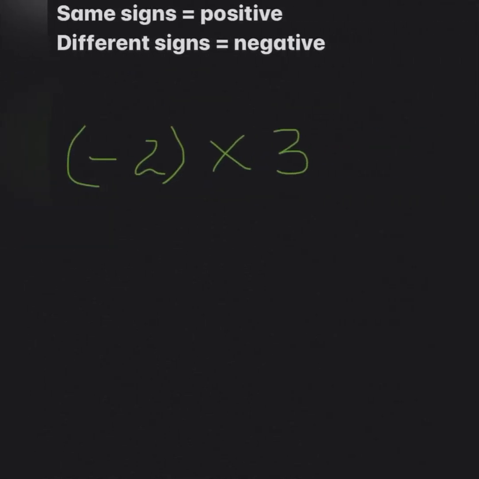So we just need to multiply and divide like we know how. So 2 multiplied by 3 would give us a what? 6. But we have a negative 2. And because the 3 doesn't have a sign attached to it, we know that it's positive. So because they have different signs, we get a negative 6.